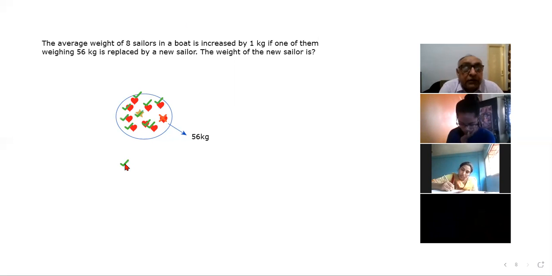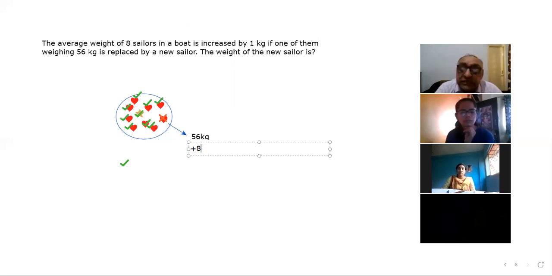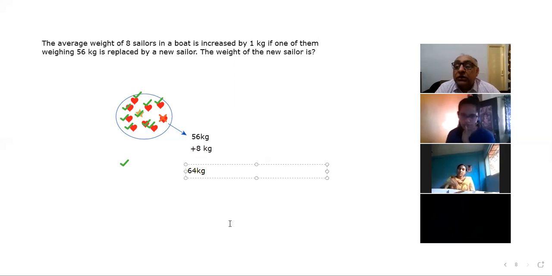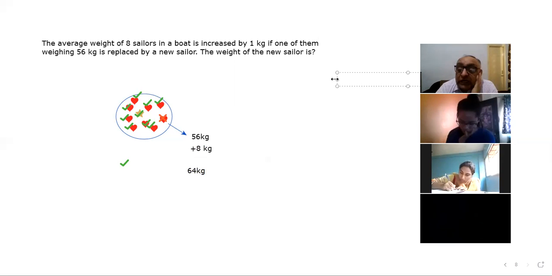So 56 तो इसने कॉम्पेंसेट किया ही है जो पर्सन छोड़ के गया था, और प्लस इसने सभी की एवरेज 1 kg इंक्रीज कर दी. It means 8 kg he has brought extra weight. So the weight of the new sailor was 64 kg. Okay, so that's the point. ये तो ऐसे ही है ना, जो illiterate लोगों वाला मेथड है ये तो.